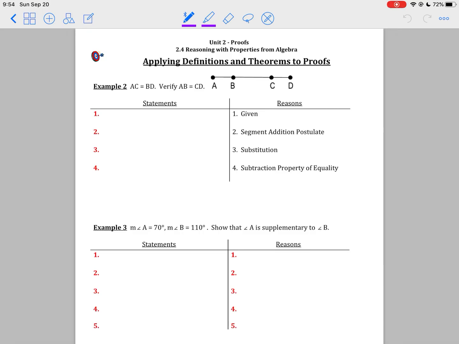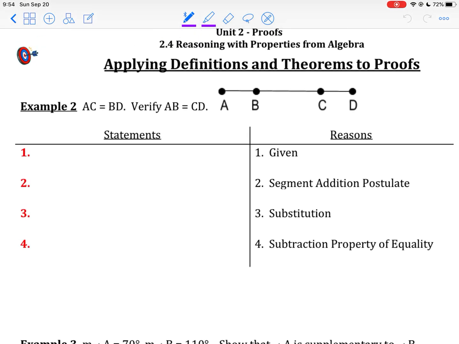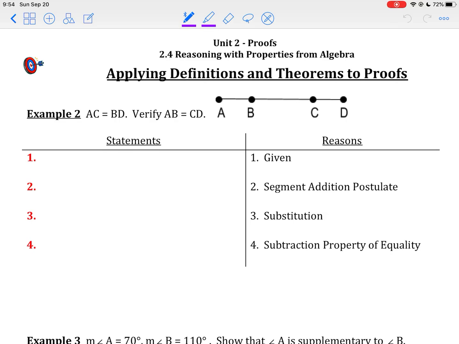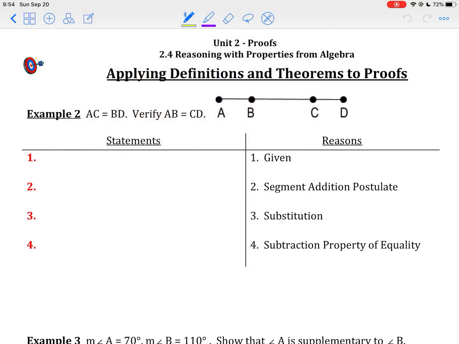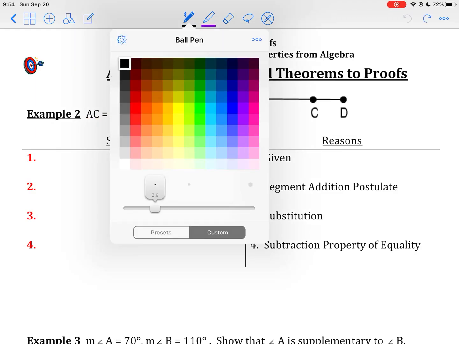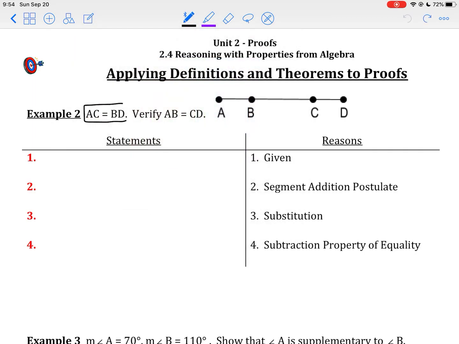All right, so we can also use some of the things that we've learned previously with segments and angles. The segment addition postulate is something that we learned in the previous unit. Angle addition postulate, definition of supplementary, all of those things can be applied in proofs. So in this particular proof, it's giving me one piece of information. It's telling me that AC is equal to BD.